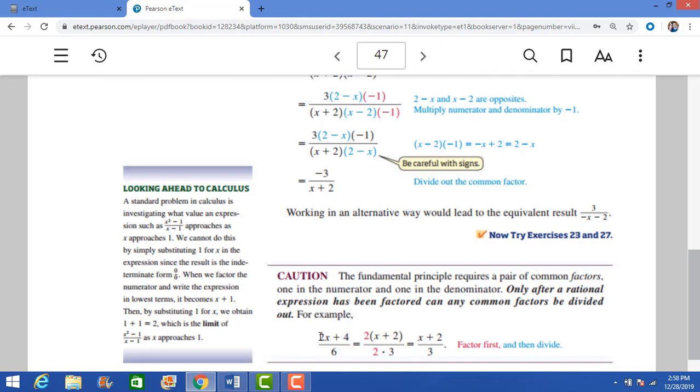Do not try to divide out here and factor this term here. You cannot do it. Remember, you can only cancel across multiplication and division, not addition. Okay, so be aware. Factor first, then divide.